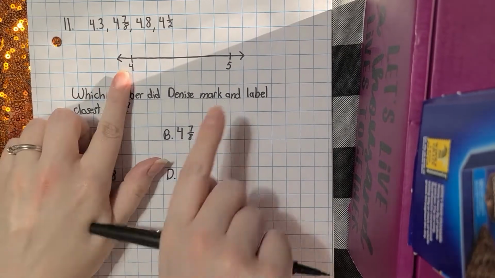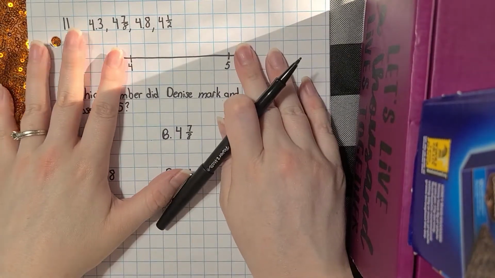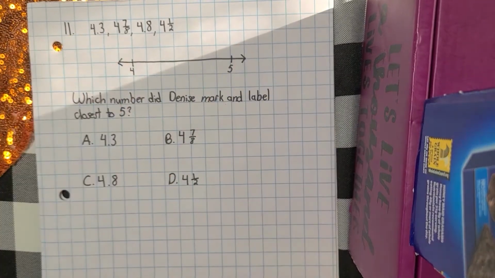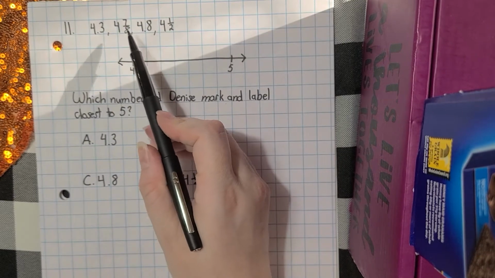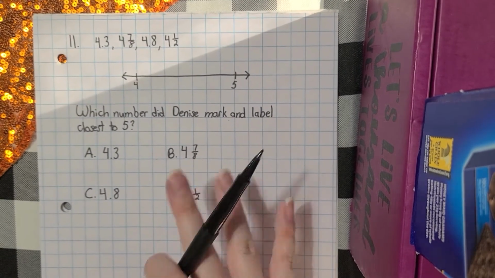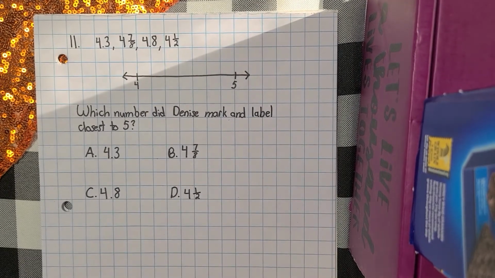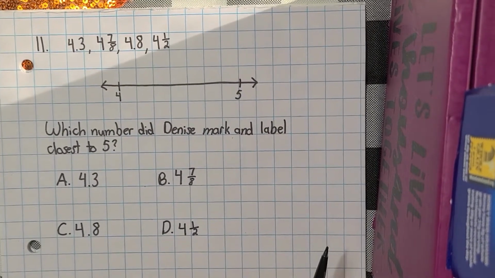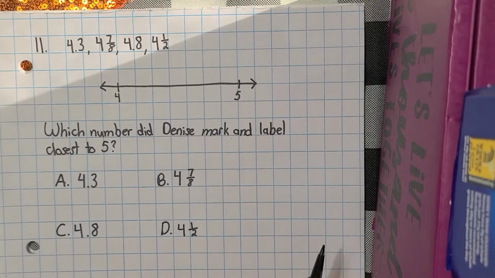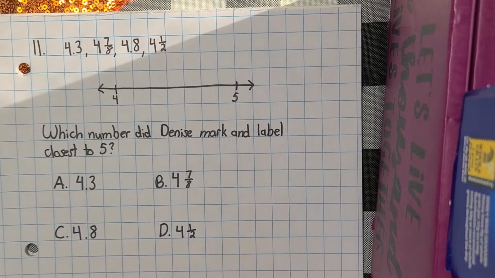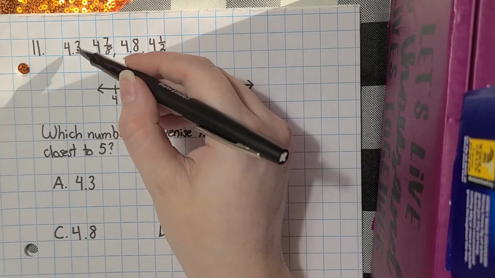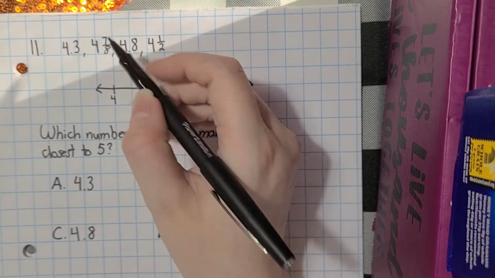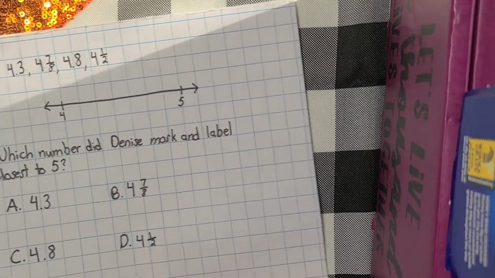Okay, so I'm looking between 4 and 5. The one that would be closest to 5 would be one of the largest. So the first thing I'm going to do, I see these are all mixed. I'm going to go through and convert my fractions to decimals, okay, to accurately compare them and place them on my line. Okay, we already have 4.3, so I need to convert 4 7/8, all right.